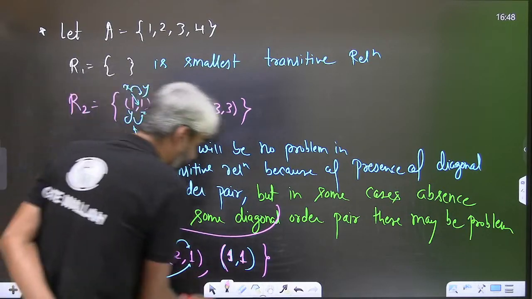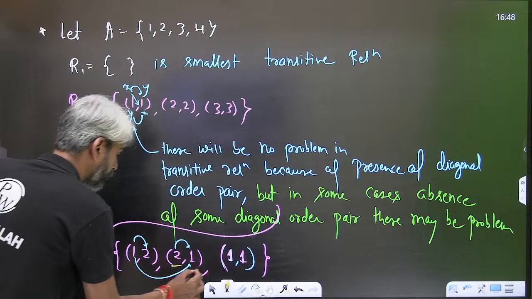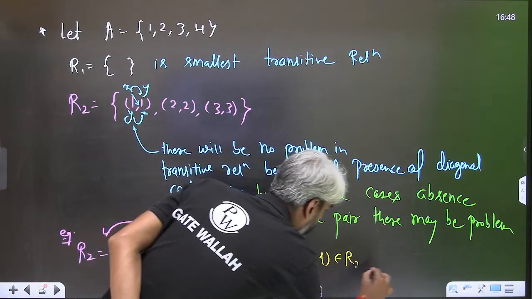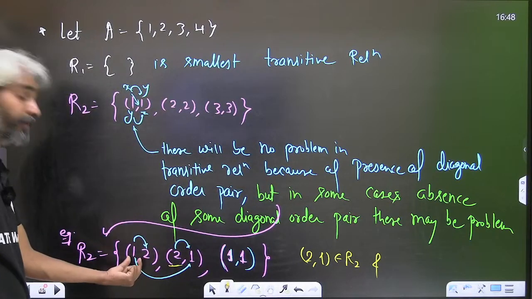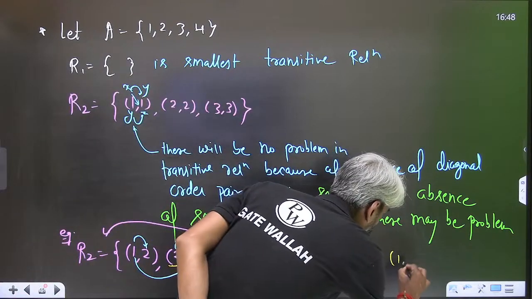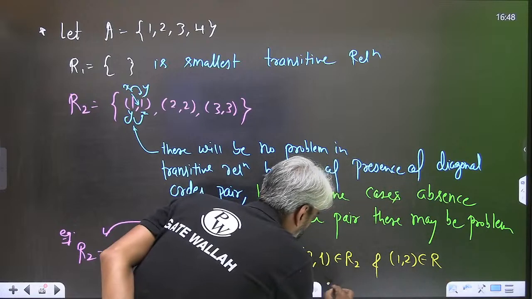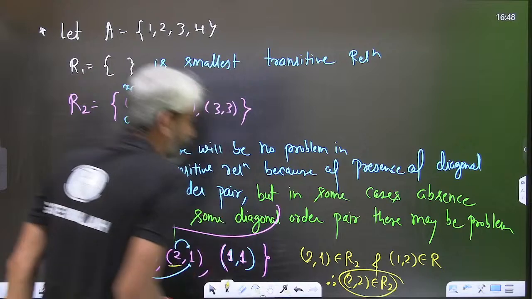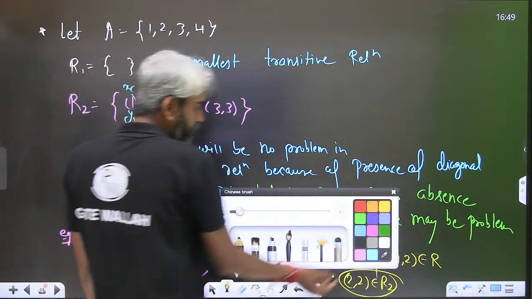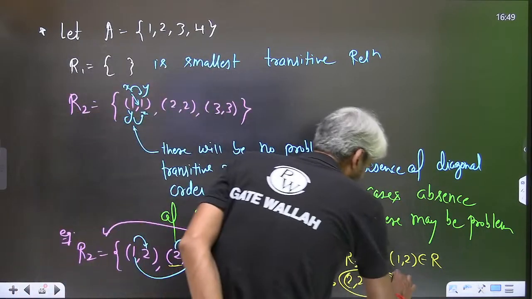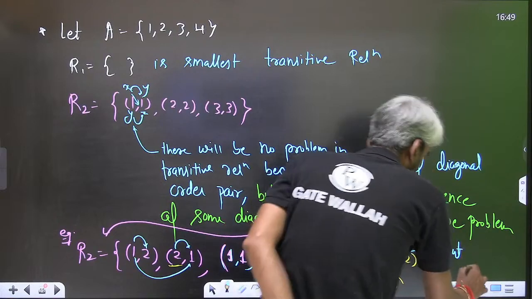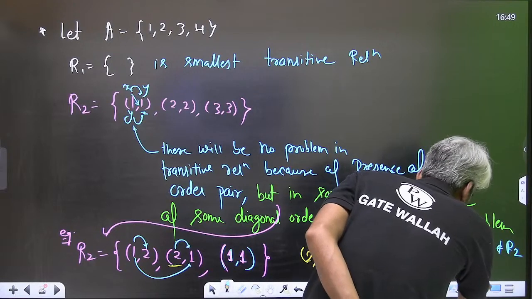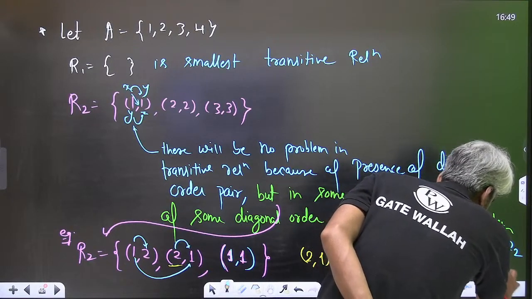So another case is, (2, 1) belongs to R2 and (1, 2) also belongs to R2. Therefore, (2, 2) should belong to R2. If (2, 1) belongs to R2 and (1, 2) belongs to R2, then (2, 2) should also belong to R2. But it is not present. (2, 2) does not belong to R2. Therefore, not transitive. Make sense?